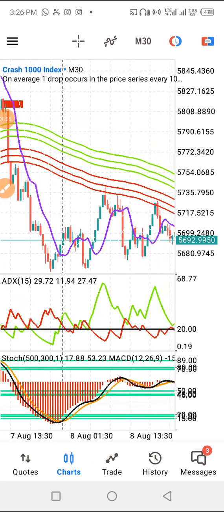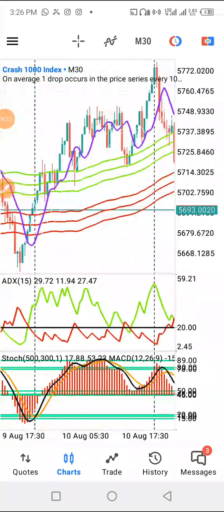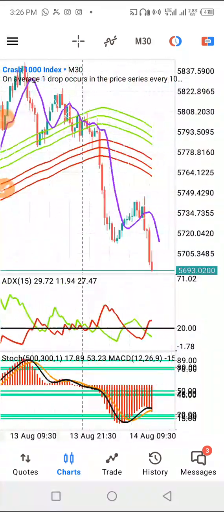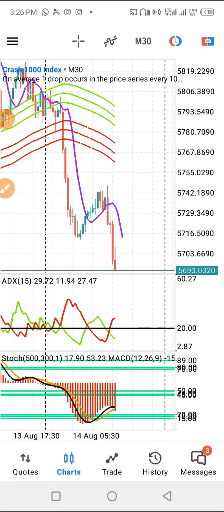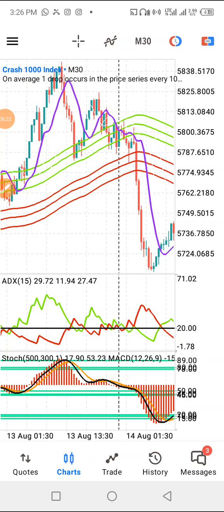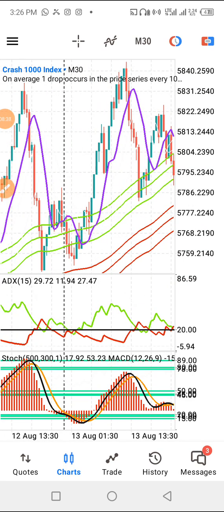So with that being said, let me show you the settings for this strategy, and you can utilize it on any pair of your choice. Make sure you practice on your practice account before you go live with it. That will save you more money, so that you don't just start using it on the live account.